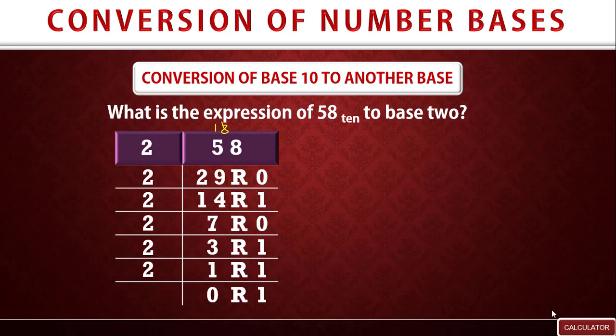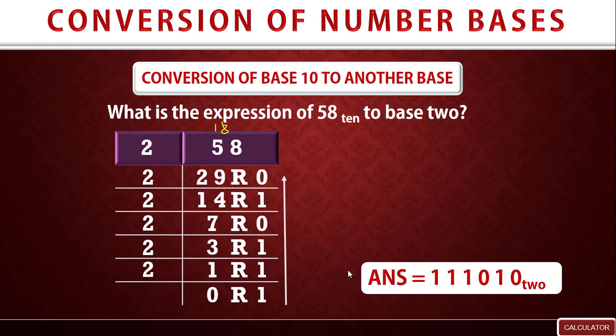The next thing to do now is to trace our arrow from the bottom to the top, and then following the arrow we'll have 1 1 1 0 1 0. So the conversion of our number 58 in base 10 to base 2 will give us 111010. Now let's use our calculator to check our answer if it's correct.